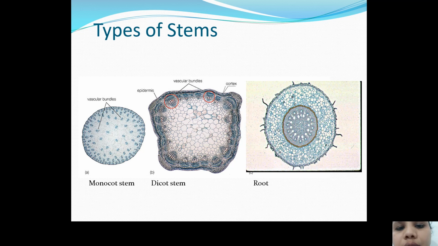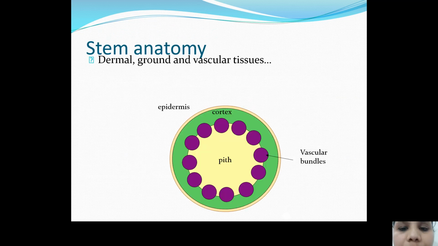Here you can see the types of stem showing the internal structure of a monocot stem, dicot stem, and a root. Now here you can see the difference as well as how they are arranged in the internal structure of the different stems, monocot and dicot stem, and the root. The stem anatomy: here you can see the outermost layer, epidermis, cortex, and pith, and in the middle, the vascular bundles are represented in a violet color, ring-like structures.